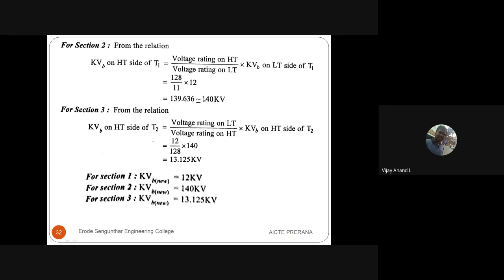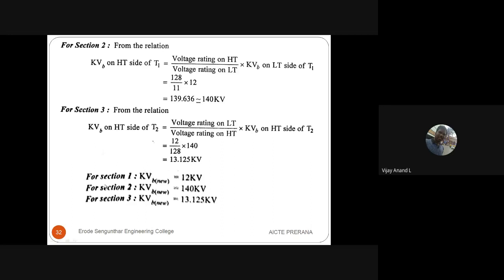Okay, just substitute the value, that is 12 divided by 128 into 140. The 140 comes from session 2, and the remaining values are given in the question itself. So after calculating this value, we will get 13.125 kilovolt.